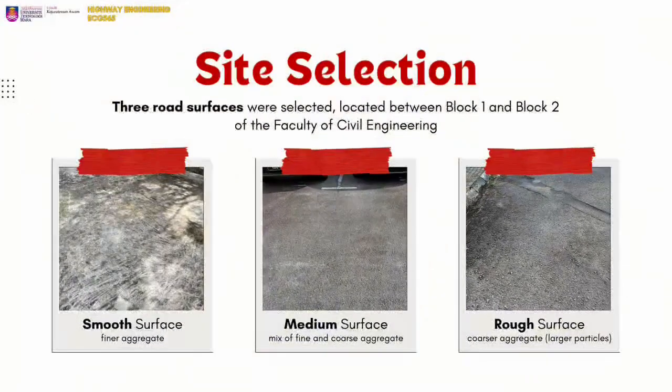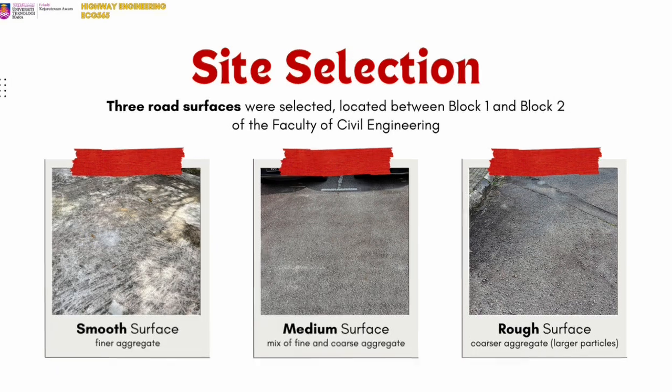Three road surfaces were selected, located between Block 1 and Block 2 of the Faculty of Civil Engineering. The first one is a smooth surface with finer aggregate, the second is a medium surface, a mix of fine and coarse aggregate, and lastly a rough surface with coarser aggregate.